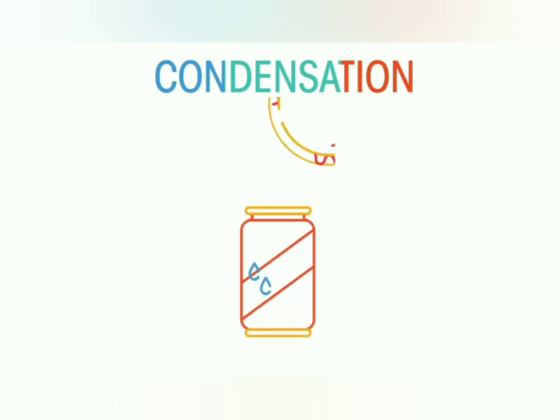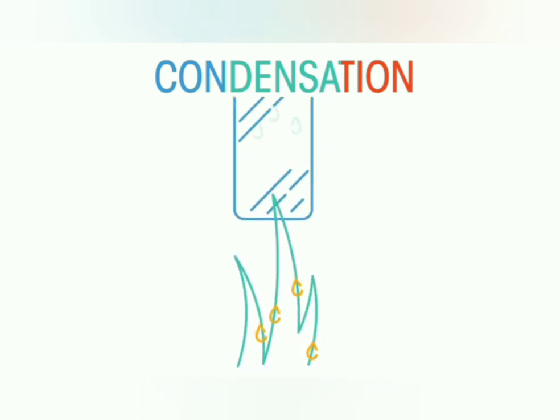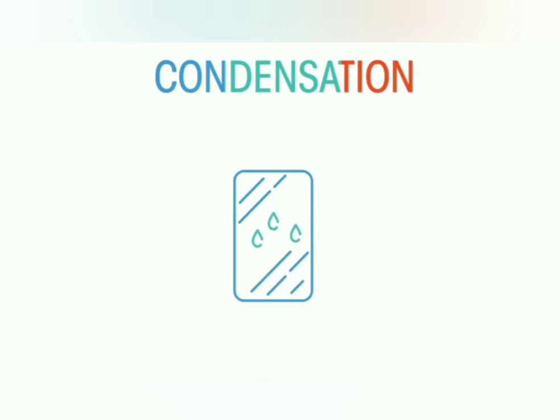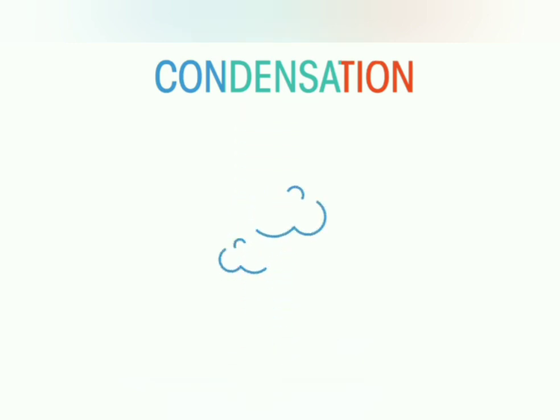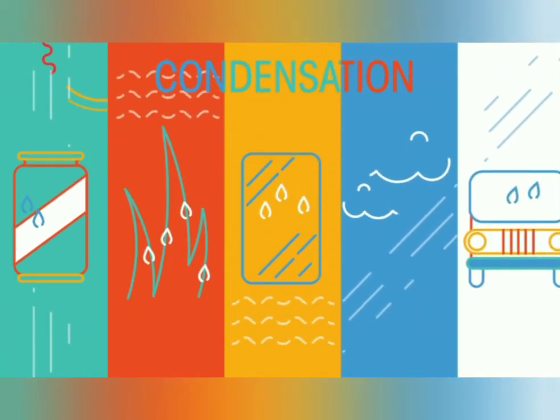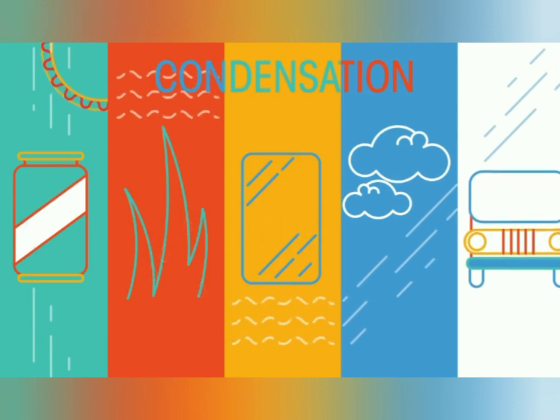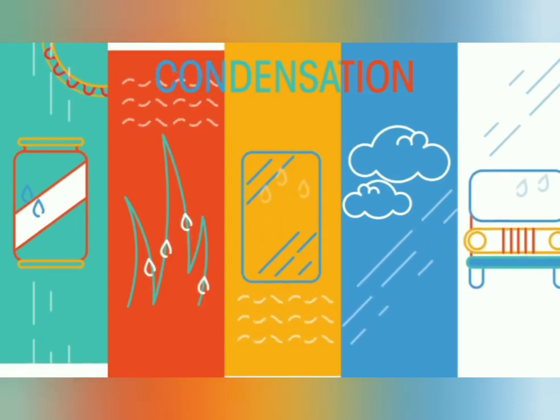Think of a cold can of soda on a hot day. Those water droplets on the outside, or the dew on the grass in the morning, or the steamed up mirror after a hot bath, even the clouds in the sky, or a foggy windscreen in a car. These are all examples of condensation. Water vapor in the air has cooled down to form liquid droplets of water.